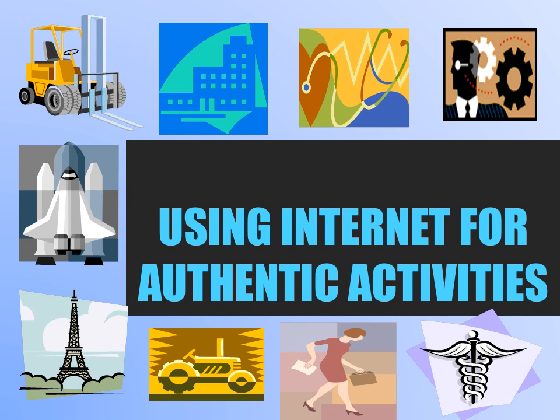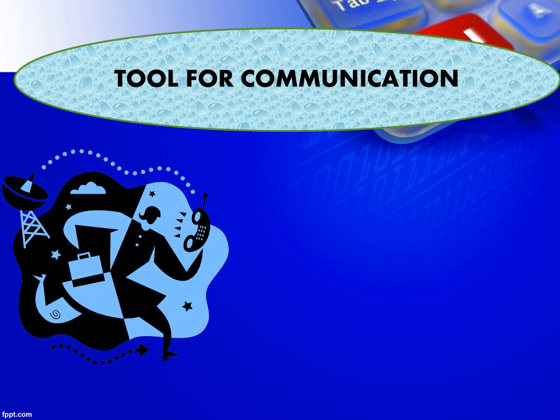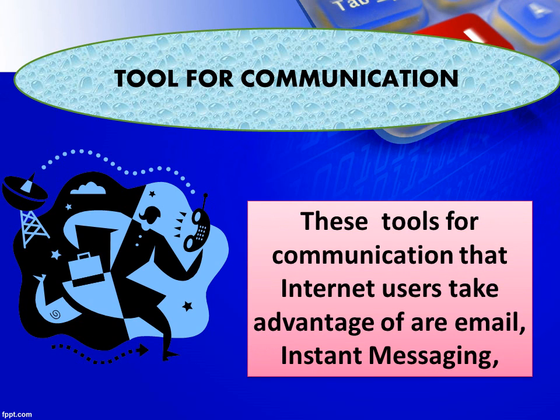Using Internet for authentic activities. Tool for communication. These tools for communication that Internet users take advantage of are email, instant messaging, and asynchronous discussions. By communicating, we adapt different information. Through email, the Internet has replaced a large amount of different information that can serve as our guide.